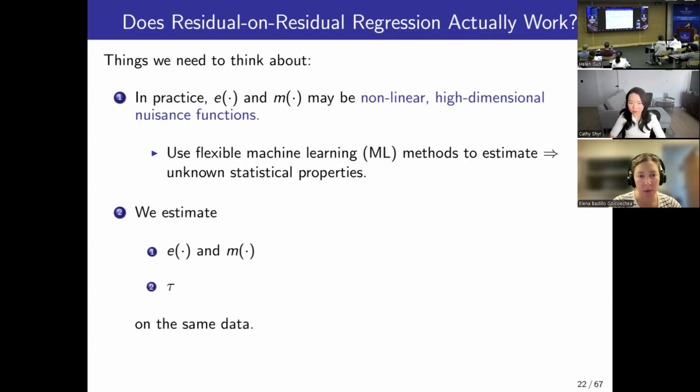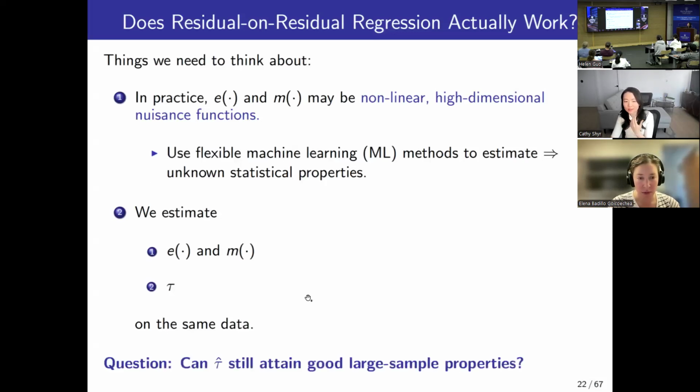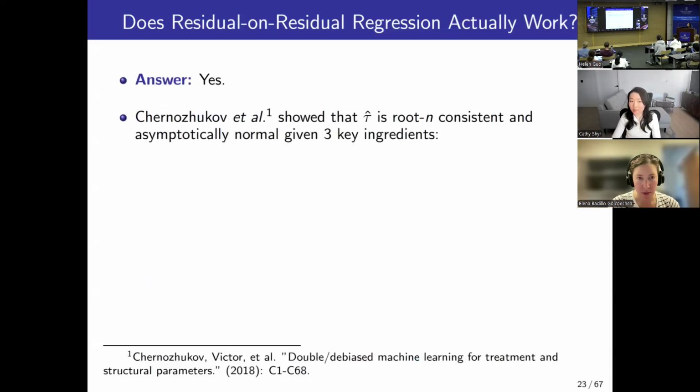The second thing we need to consider is that we are estimating the nuisance functions e and m and the parameter of interest tau on the same data. So there's this data reuse problem going on and the risk of overfitting. So the question is, can tau hat still attain good large-sample properties under these circumstances? And the short answer is yes.